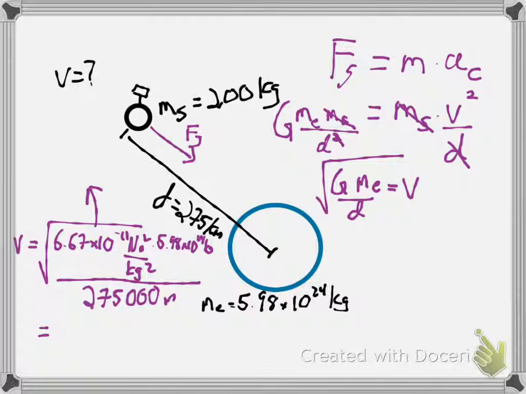And if you finish that math up, you get about 38,084 meters per second. And so that's how the universal law of gravitation and circular motion work together.